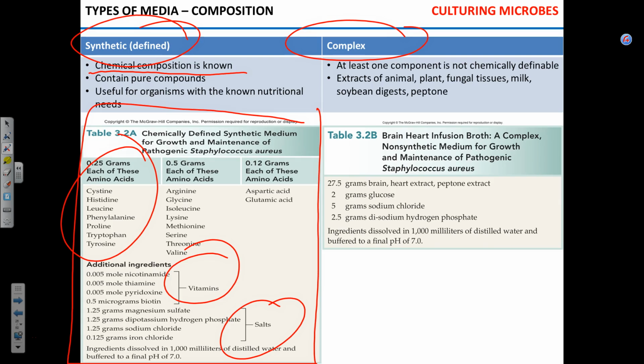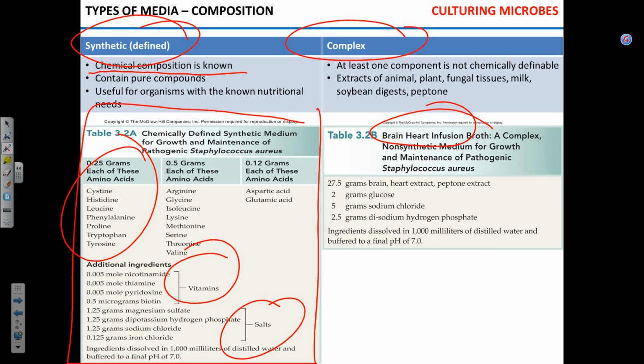Complex. Something is not chemically defined, like brain-heart infusion. Brain and heart tissue is lyophilized, turned into powder. When you need medium, you just make a solution of brain and heart. Your beef stock or chicken broth is complex medium. Do you know the exact chemical composition of chicken broth that you cook? No, you don't. Do you know the exact chemical composition of that gallon of milk that you take home from the grocery store? No, you don't.